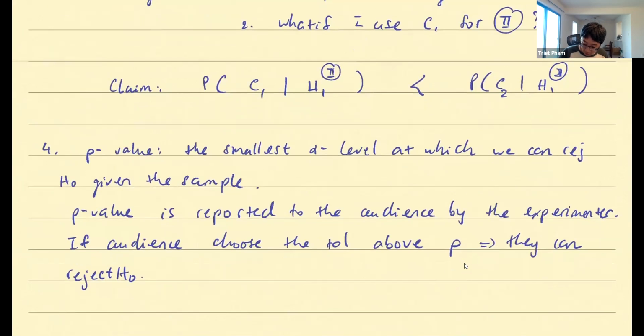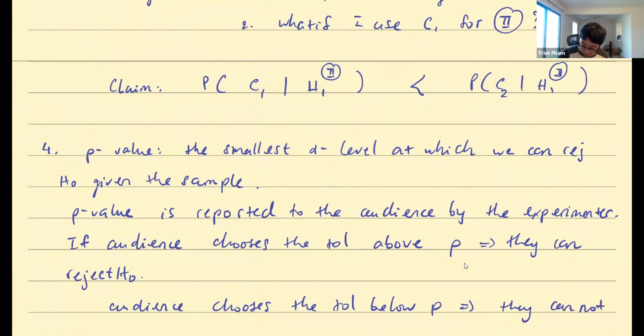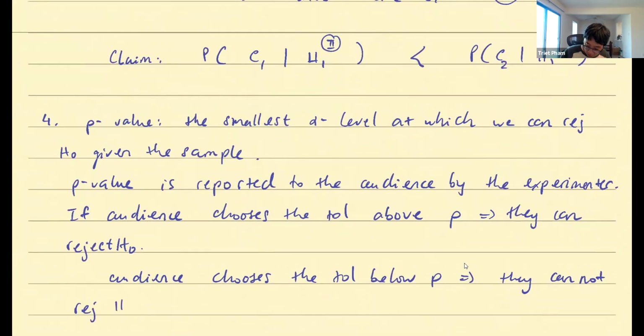On the other hand, if the audience chooses the tolerance below the p, then they cannot reject, because p is the lowest.